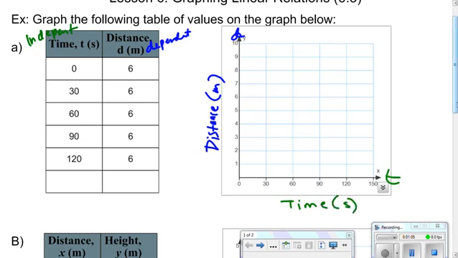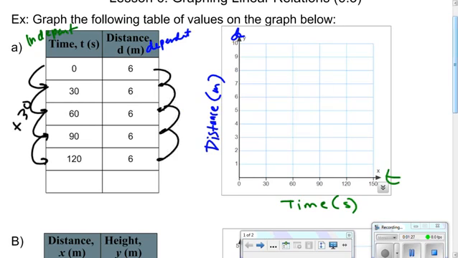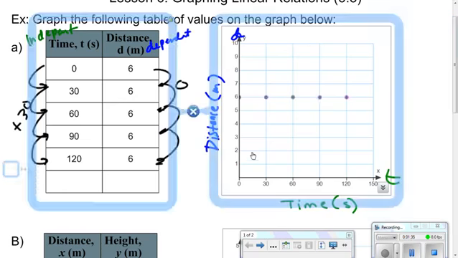Okay, and as you notice, as time goes on, time is increasing by 30 seconds each time, but the distance is not. The distance is remaining constant. It's not changing. So if we were to graph something like this, which you're going to, you would get a graph that looks like this.